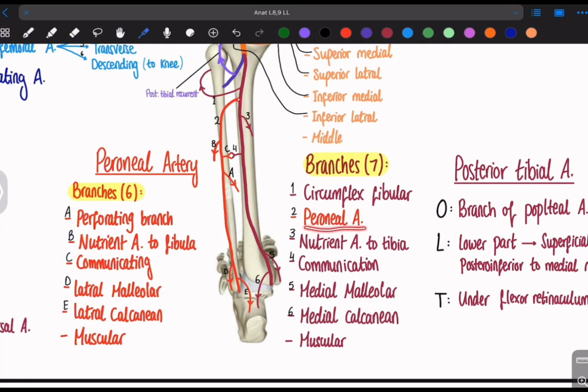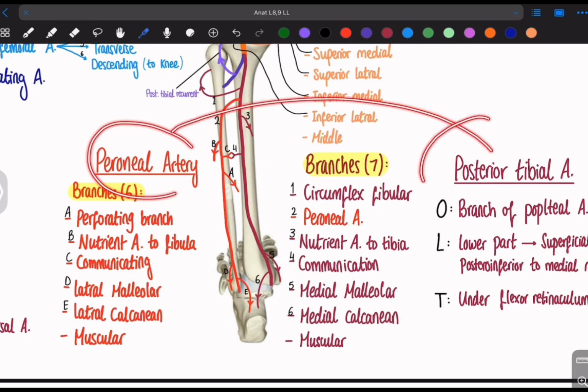This branch is going to supply mostly the lateral side. Right? So a branch comes out that supplies the lateral side, and the posterior tibial itself supplies the medial side. So the peroneal artery is going to give us branches to supply the lateral side. And these branches are going to be identical to the branches for the posterior tibial, but the difference is that these ones are for the lateral, these ones are for the medial. Meaning the peroneal artery is gonna copy the posterior tibial artery.